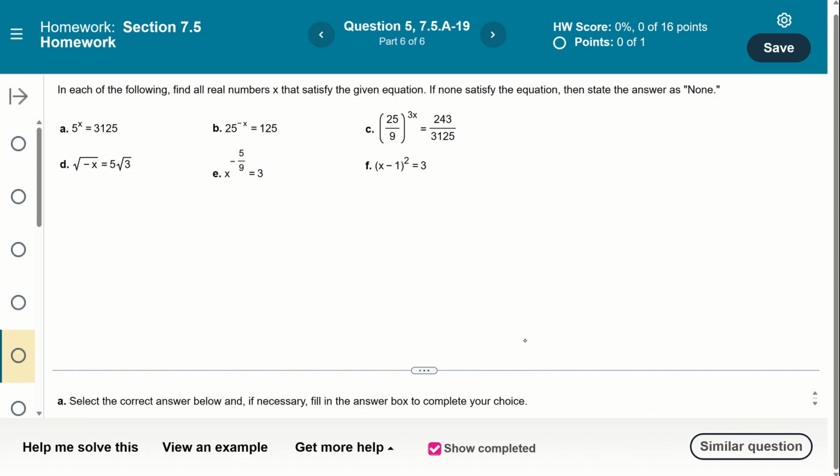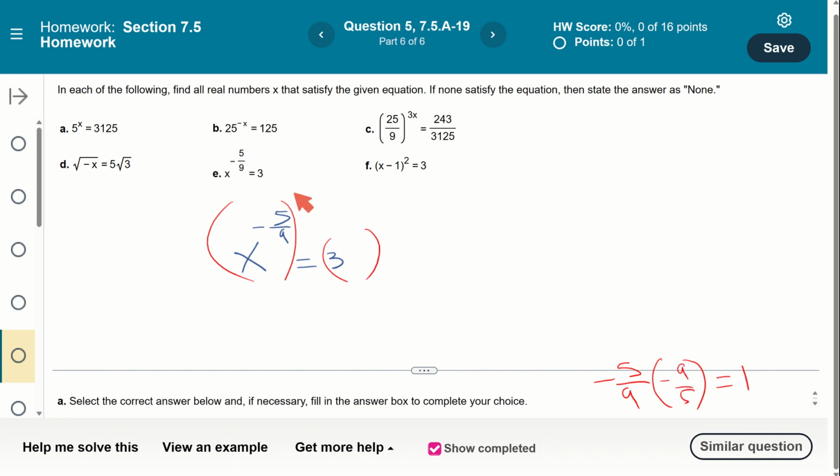All right. In this part E, we have x to the power of negative 5 over 9 equals 3, right? Now remember, I want to get x, so I'm going to raise both sides to the power of the reciprocal of negative 5 over 9. So when I multiply negative 5 over 9 by that number, I want to get 1, so that I get x to the 1, which is just x. And notice the reciprocal is negative 9/5, right? So I'm going to raise both sides to the power of negative 9/5.